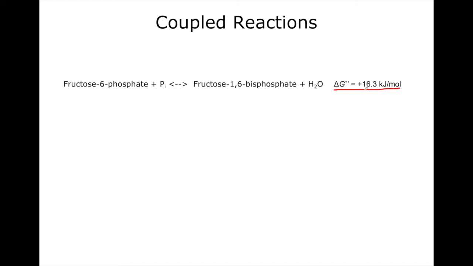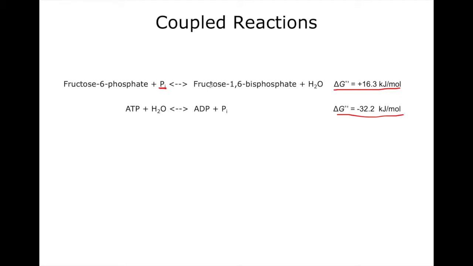Under standard conditions, it has a very positive delta G value. However, instead of adding just an inorganic phosphate to it, it's possible to take a phosphate off of ATP. Remember, if we hydrolyze ATP, we produce ADP and a free phosphate. An enzyme can take that free phosphate and add it to our fructose 6-phosphate. So in other words, our phosphate here is not coming from inorganic phosphate, it can come from ATP. Therefore, we're coupling those two reactions together. And of course, the hydrolysis of ATP is very exergonic, negative 32.2 kilojoules per mole.